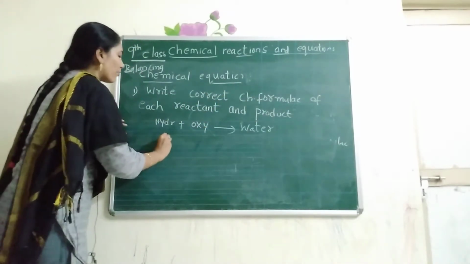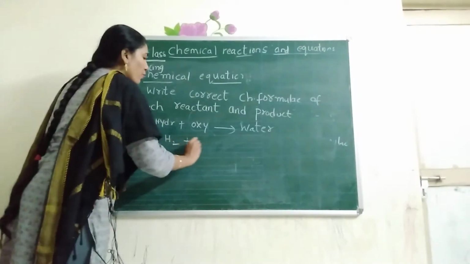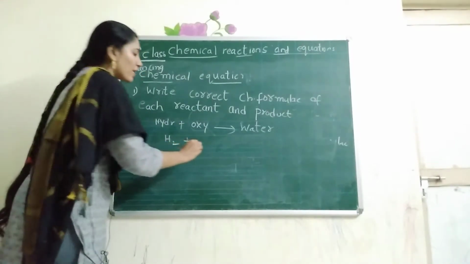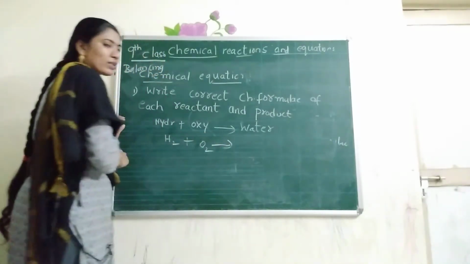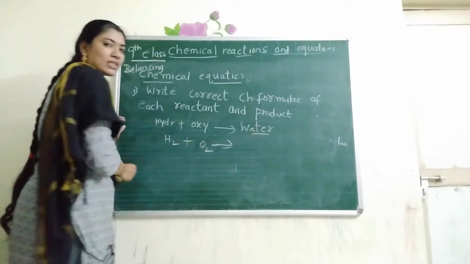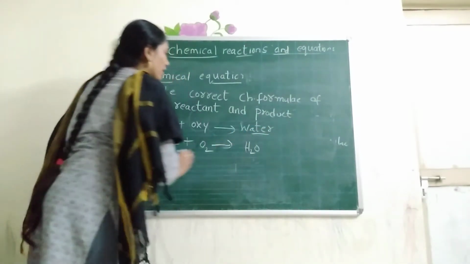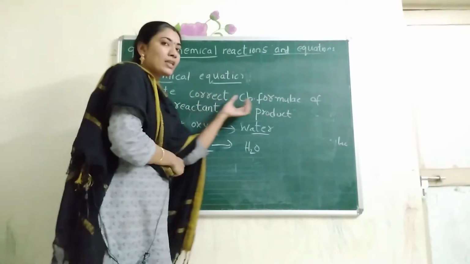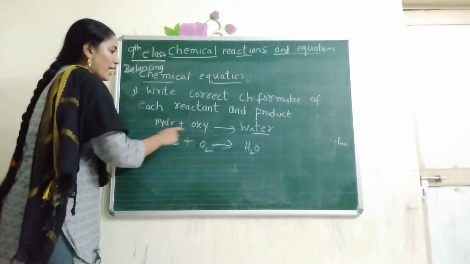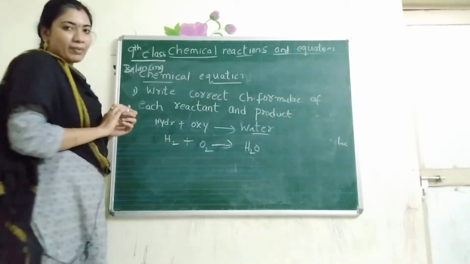What is the chemical formula for hydrogen? The chemical formula for hydrogen is H2. What is the chemical formula for oxygen? The formula for oxygen is O2. H2 plus O2 gives rise to water. What is the chemical formula for water? H2O. I think it is clear now. The first step is you have to write the correct chemical formulas of reactants and products. This is step 1 in balancing the chemical equation.